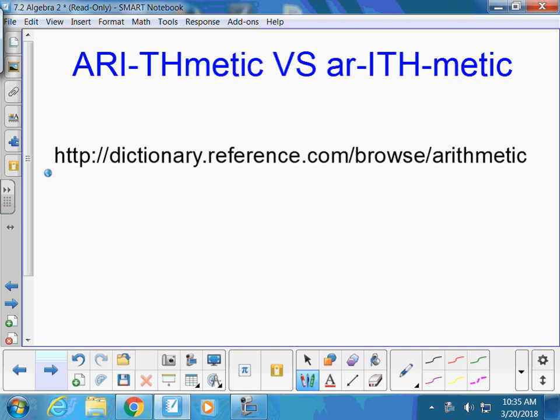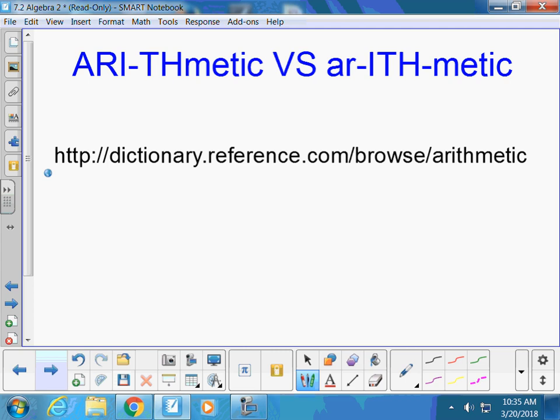All right, so can you guys repeat after me? Arithmetic. Arithmetic. That's like when you're going to learn some sort of math. So I'm going to learn arithmetic today. Okay. How about arithmetic? That's the type of sequence we'll be studying today.